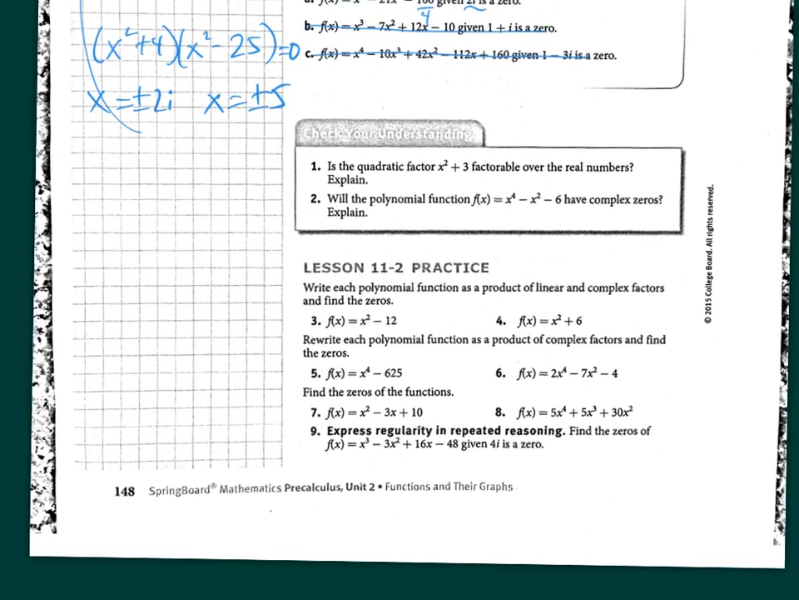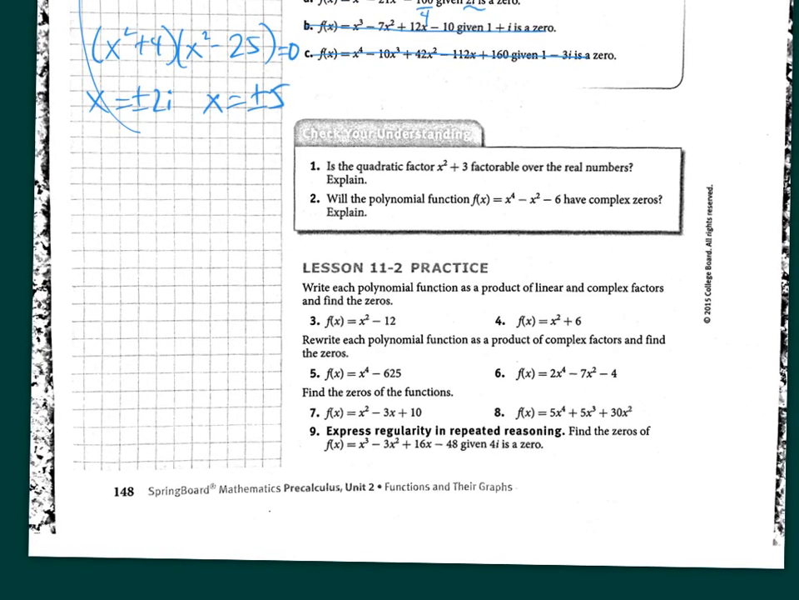So in your assignment, it's right here on page 148, 3 through 9. I guess what I'm going to say is pretty much ignore the directions. Just find the zeros. Find the zeros. All right, so that's all you have to do is find the zeros. Most of these will be factorable. You'll see that I believe there's at least one or two maybe that are not factorable. So quadratic formula or completing the square.